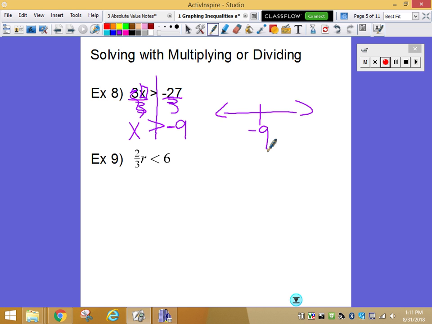So it's at negative 9. It's going to be an open circle because there's no line under it. If I turned it into an arrow, it goes to the right.